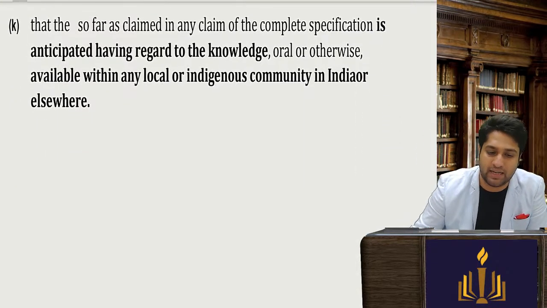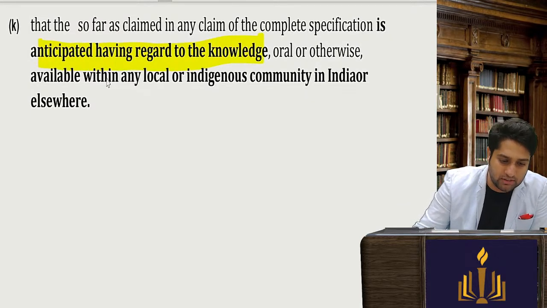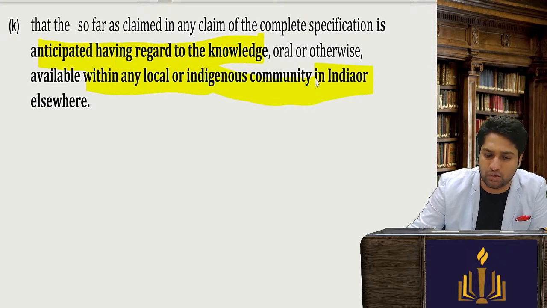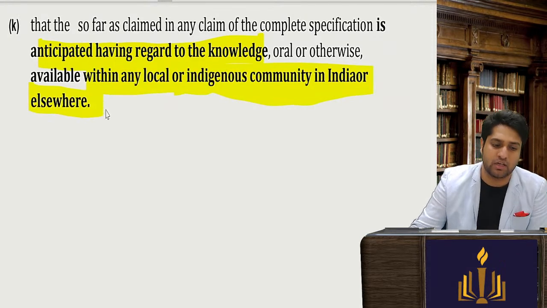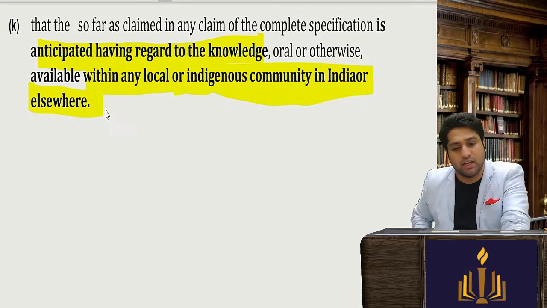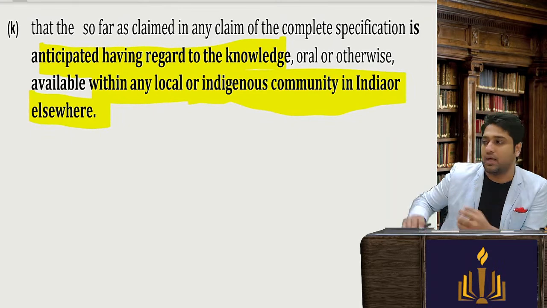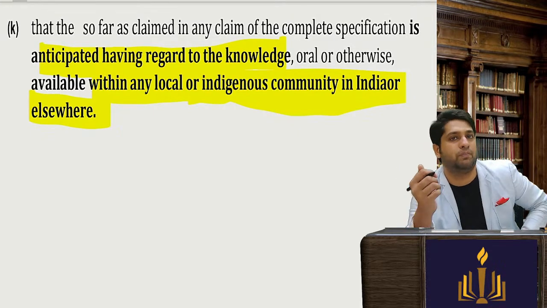Next, that so far as claimed in any claim of the complete specification, the invention is anticipated having regard to the knowledge available within any locality or indigenous community in India or elsewhere. Again, we are saying that it is already anticipated by the knowledge of a community. So if a particular community has been using a particular thing for many years, the knowledge is already available, and if you take it from that and want to patent it, it will not be allowed. So there are a lot of points here.